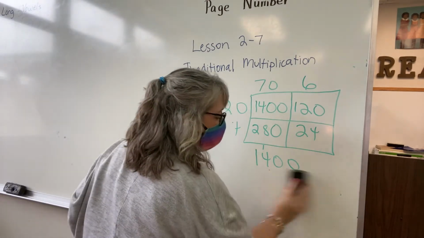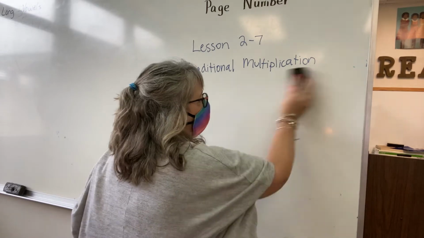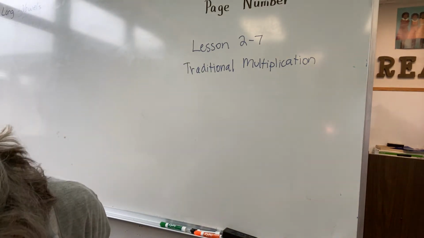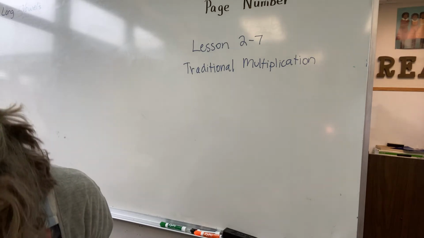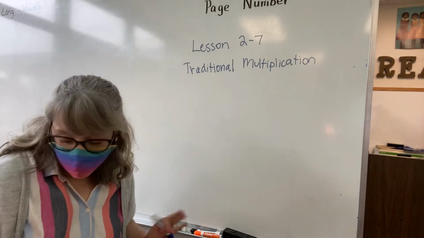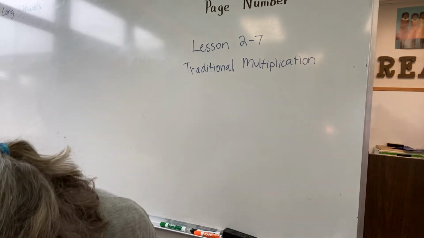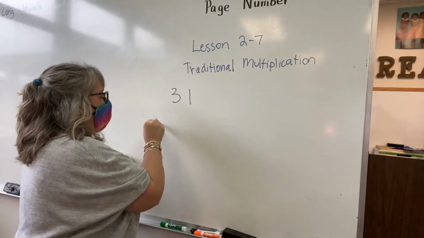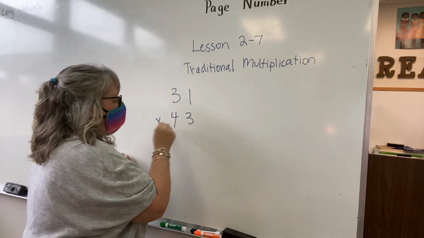Sorry about that. I'll slow down just a little bit. So our next one, I'm going straight off of page 54 in your math journal. We're just jumping right to it. We're not going to beat around the bush. So 31 times 43.